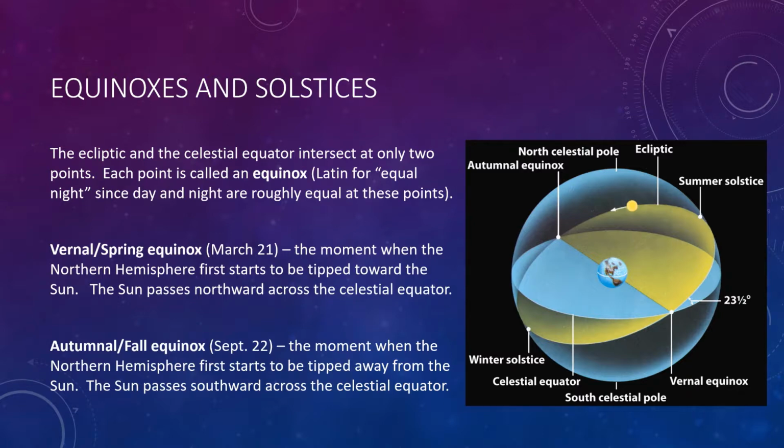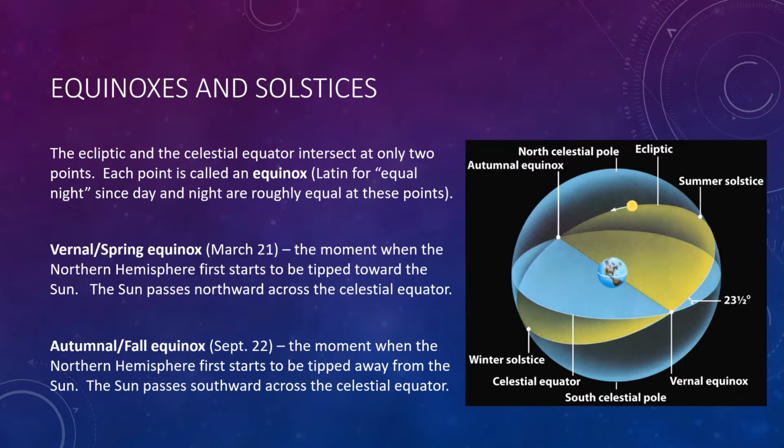These are exactly opposite to each other on the celestial sphere. Each point is called an equinox, from the Latin term for equal night, because when the sun appears at either of these two points, day and night are roughly 12 hours long at all locations. They are equal. The term equinox is also used to refer to the date on which the sun passes through each of these special points on the ecliptic.